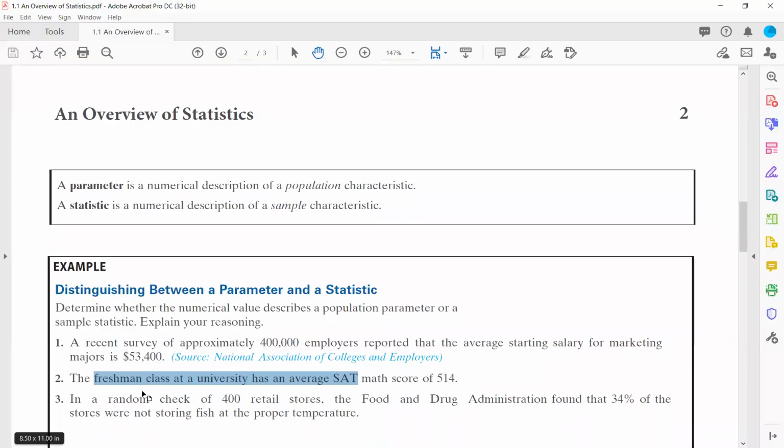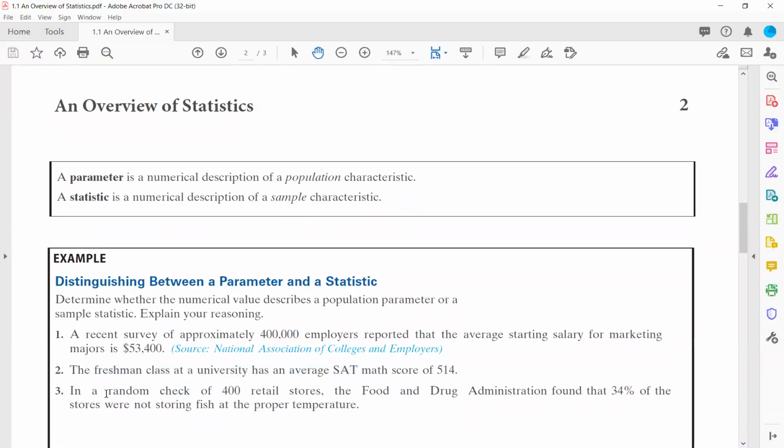So next one. Okay, here we go. In a random check of 400 retail stores, the Food and Drug Administration found that 34% of the stores were not storing fish at the proper temperature. This 34% is the numerical characteristic. Is this related to a population or is this related to a sample?